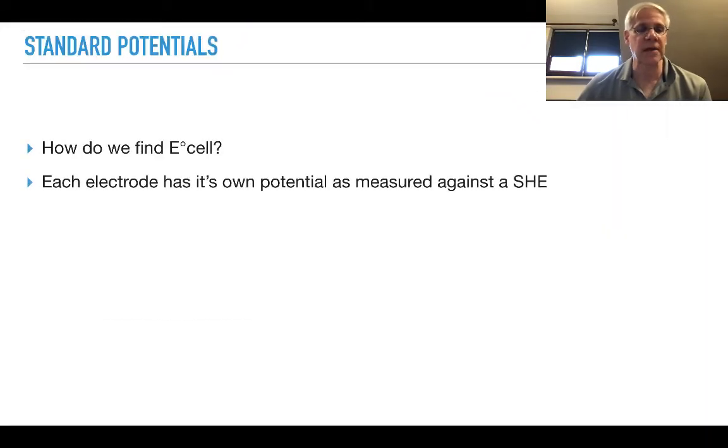So how do we find that E0 cell for an electrode? Well, each electrode has its own potential as measured against a standard hydrogen electrode. Remember, we mentioned that the standard hydrogen electrode is like sea level. Just like here on Earth, we have some places that are higher than sea level, and so they would have a positive elevation. And then we have other areas on Earth that are below sea level, and if we put them on a number line, they would have a negative elevation, as opposed to just saying below sea level.